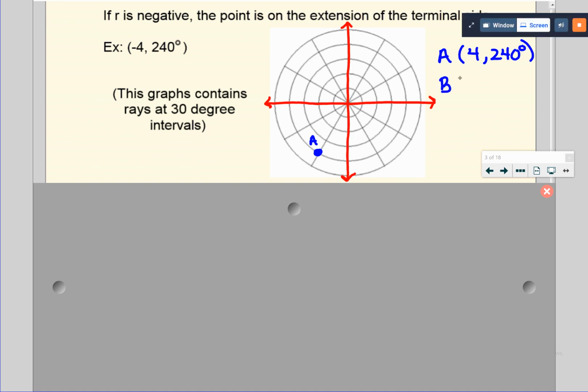Let's do another one. Let's say I have (0, 10 degrees). What does the 0 tell me? I'm 0 units from the origin. So does it matter what the degree is? If I'm 0 units from the origin, I'm at the origin. There's B.